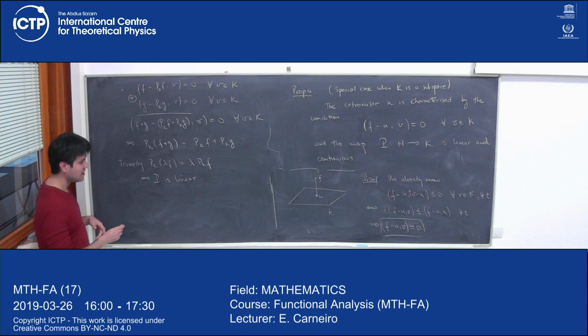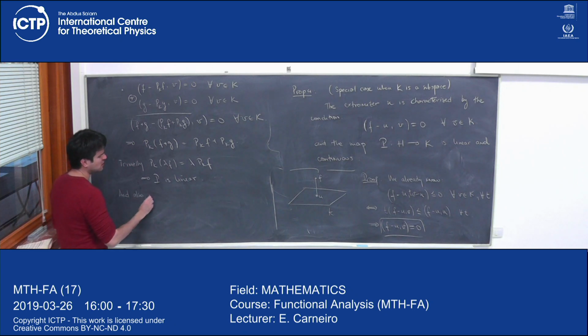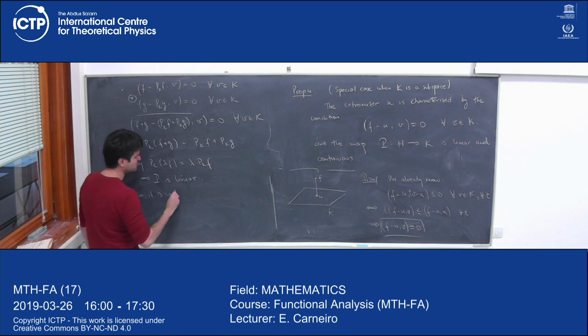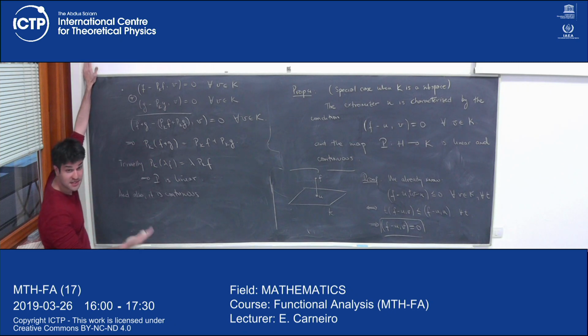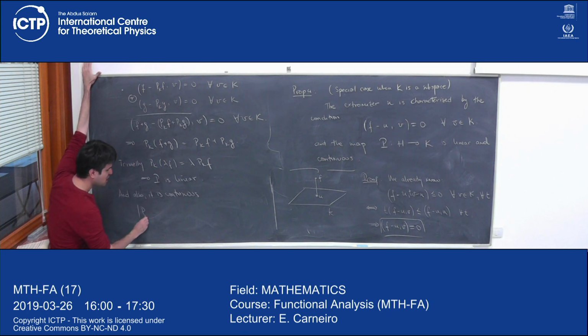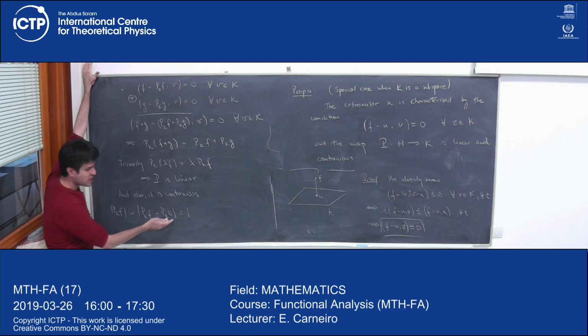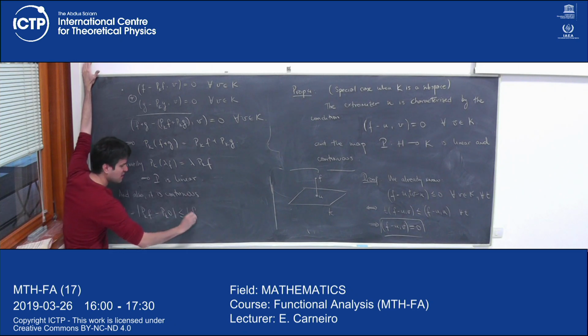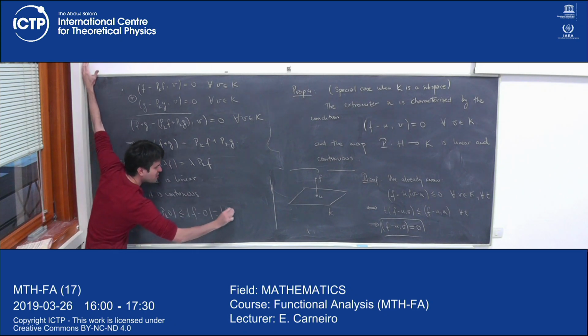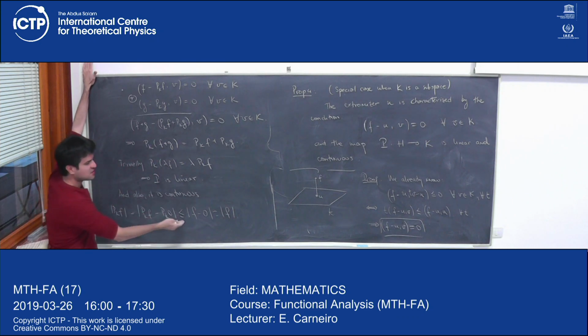So it's a linear map. And also, it is continuous. Continuous means bounded because we have proved that it does not increase distance. So P_K of f minus P_K of 0 is just, on one hand, P_K of f, because 0 is in the set, so P_K of 0 is 0. And we have shown that this is less than or equal to the norm of f minus 0, which is just the norm of f. So I'm showing that the norm of P_K of f is less than or equal to the norm of f.